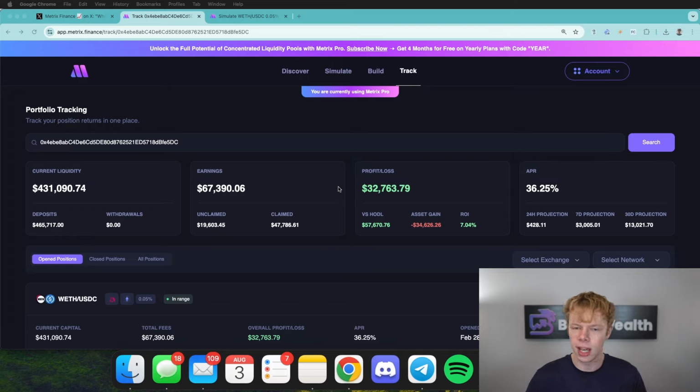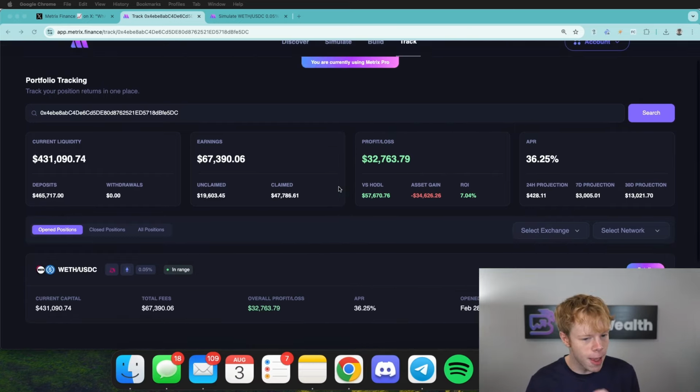In full transparency, I'm the founder of Metrix Finance. I did not develop it. I am not a developer, but I did play a big role in actually building out this software. Now, Metrix Finance is mainly free. There's only a couple pro features on the tracking product right now, but I want to show you exactly how to use this and what metrics you should be paying attention to when it comes to your analysis.